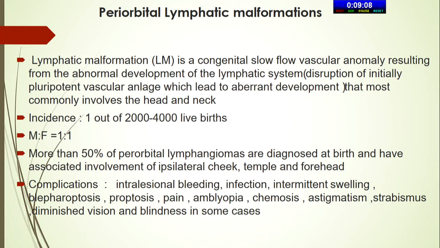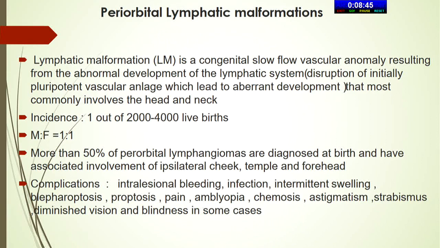And usually they are diagnosed at birth, and most of them affect the head and neck region. And within that, our purview is for the orbital lesions and the periocular lesions, where we see them in our specialty. And they can cause occasional complications in between, like sudden intralesional bleeds, infection, swelling, and causing sudden blepharoptosis and proptosis, and leading to some urgent situations where you need to manage them.